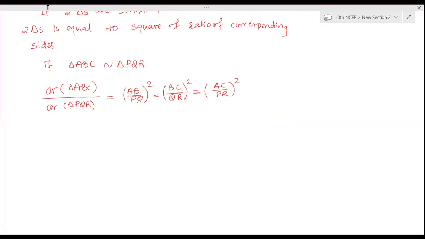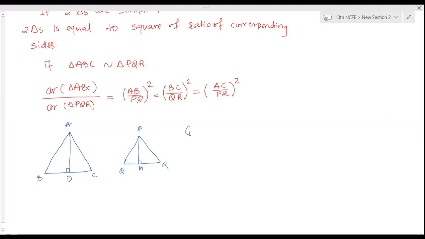Now to prove this, what we have to do? This is ABC triangle and this is PQR triangle. These are similar triangles. To find the area, we need a perpendicular. So AD perpendicular to BC and PM perpendicular to QR. Okay, that is a construction.